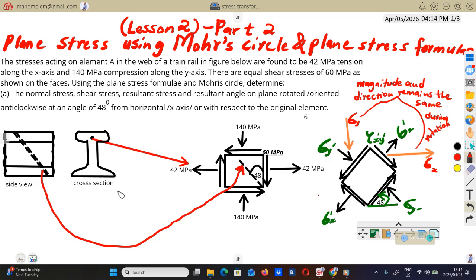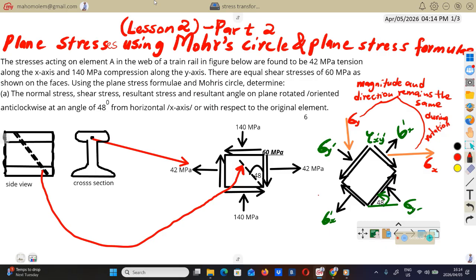Today our lesson is based on plane stresses using Mohr's circle and plane stress formulae. In other words, we are going to calculate stresses that will act on a certain plane, and to calculate those stresses we have two options: the analytical method, which is using the formulas, and the graphical method, which is Mohr's circle.